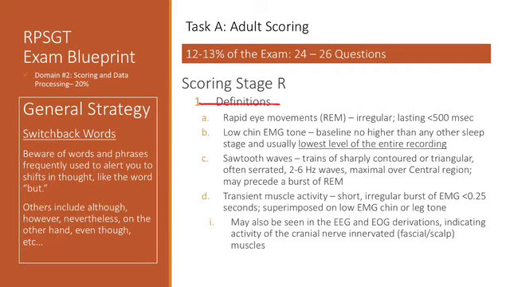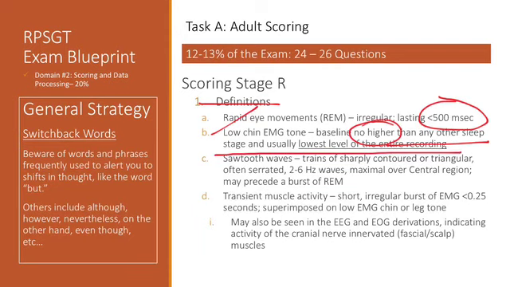Rapid eye movement, we've talked about that, being at less than half a second. You're going to have a low chin tone, and the technical definition of a low chin tone is a baseline that is no higher than any other stage of sleep and usually is the lowest of the entire recording. Sawtooth waves are trains of sharply contoured or triangular, often serrated, 2 to 6 hertz waves. They're maximal, meaning they're most common over the central region, so you're going to see them in your C derivations.